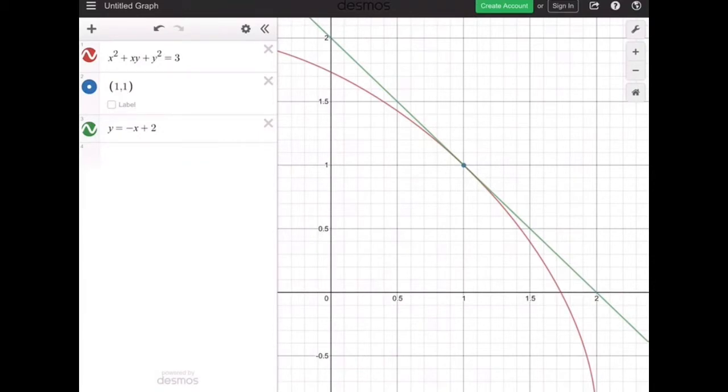So that's all I wanted to show here, but it's a nice demonstration that with graphing technology, you can check your answer to see if the equation you got is indeed the equation to a tangent line of a particular curve at a particular point. So now I'm going to move on to something new.